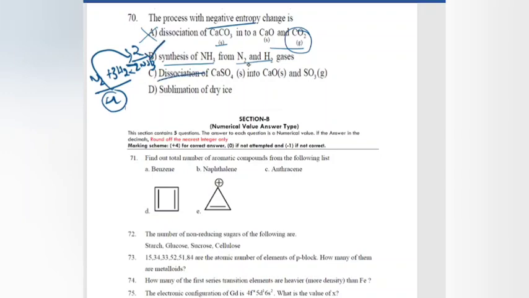Dissociation always increases the entropy, and sublimation, directly converting into the gas state, also no doubt increases the entropy. So negative entropy is associated with option B. We are done with the MCQs. Let's move to the numerical type questions.